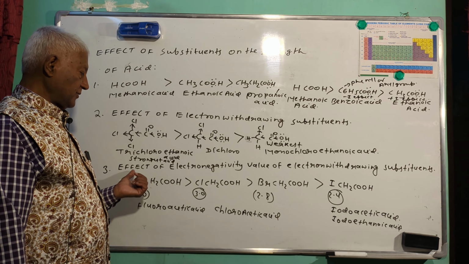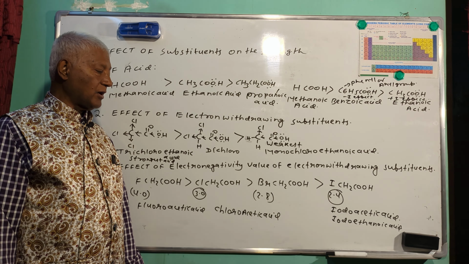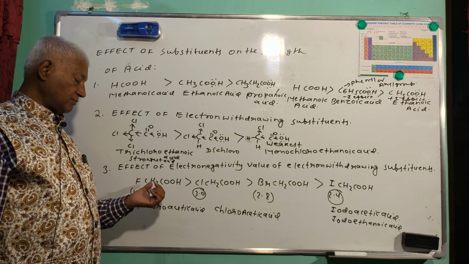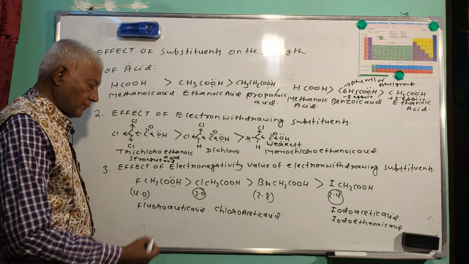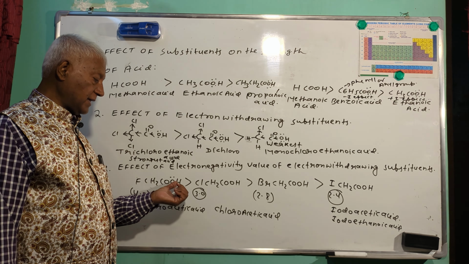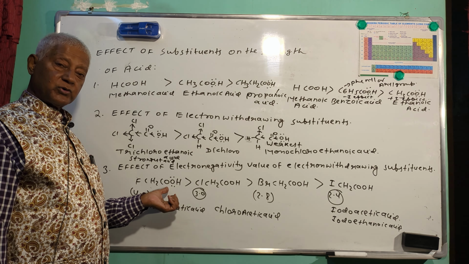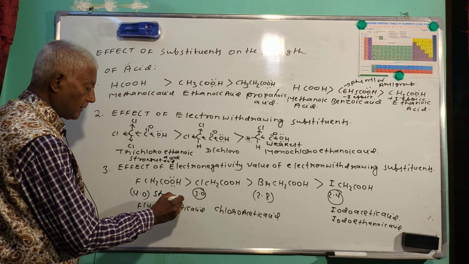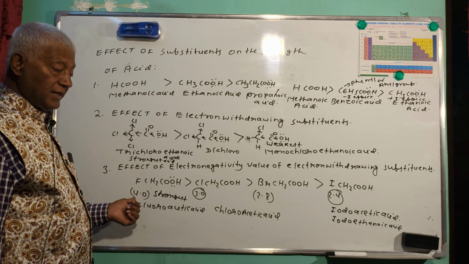Now the next one is the effect of the electronegativity value of electron withdrawing substituents. Always keep in mind that elements with more electronegativity withdraw the electron quickly, so the bond between O and H is very weak. So it loses the proton easily, and that is the strongest acid. Why? Because the electronegativity value of fluorine is 4.